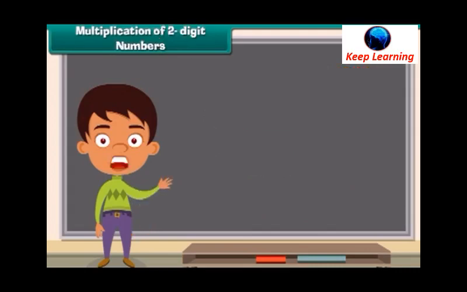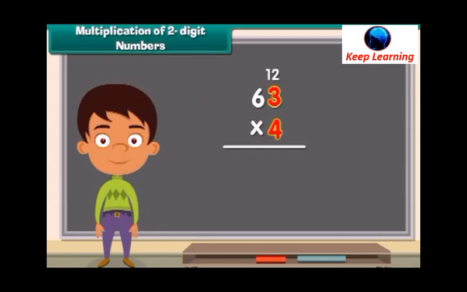Multiplication of two-digit numbers. Let us now learn to multiply two-digit numbers. Let us multiply 63 by 4. Firstly, multiply 3 by 4. 4 into 3 is equal to 12. Place 2 under the line at the ones place.